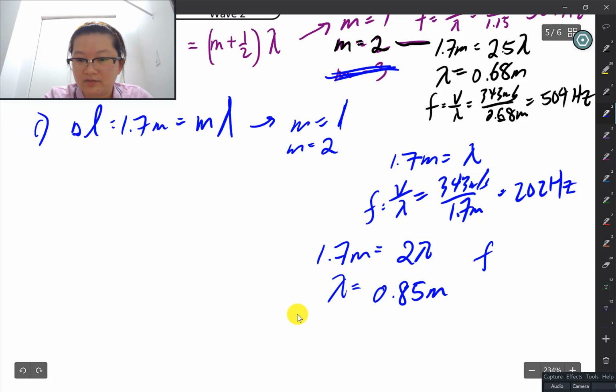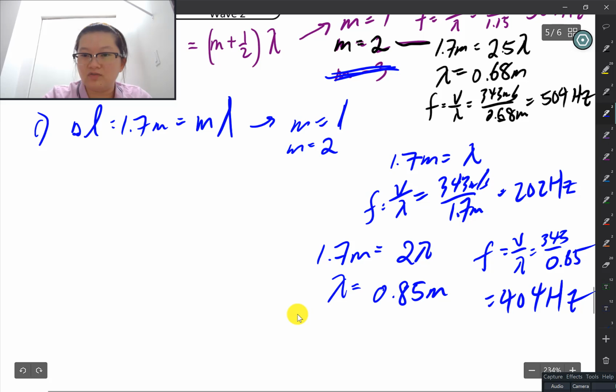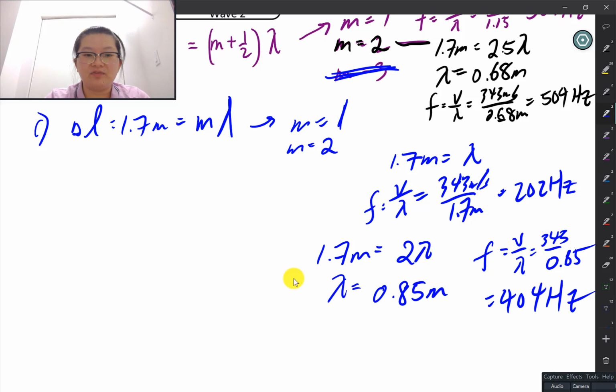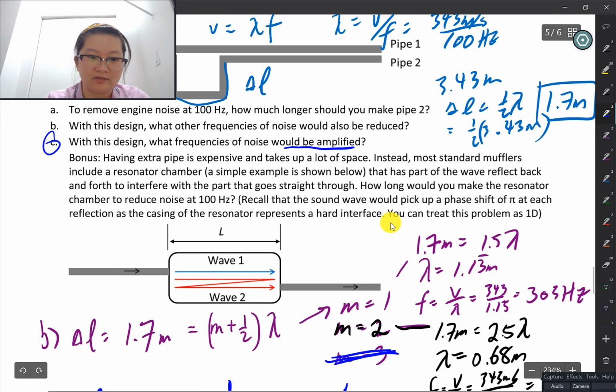So if I try to find the frequency, this is 343 divided by 0.85. That's going to give me 404 hertz. So 404 hertz will get amplified. And I can keep doing this for m equals 3. I just have to change this number to a 3, to a 4, to a 5, etc. to find my wavelength. I use the wave equation to find my frequency to finish up this question.